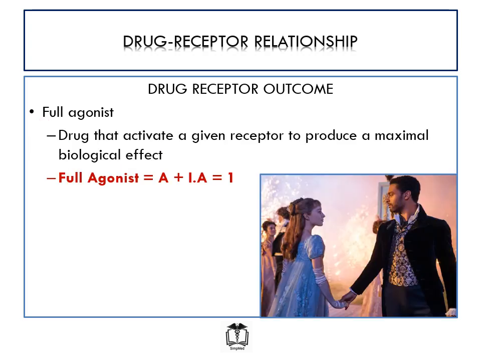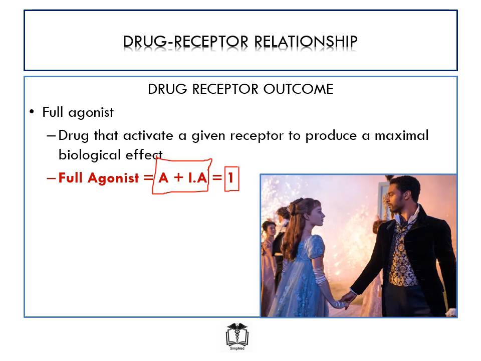A full agonist is a drug that tends to activate a given receptor and produces the maximal effect. It's a drug that has affinity and has intrinsic activity. The combination of both the affinity and intrinsic activity produces a conformational change that will lead to a response that is 100%, that is 1.